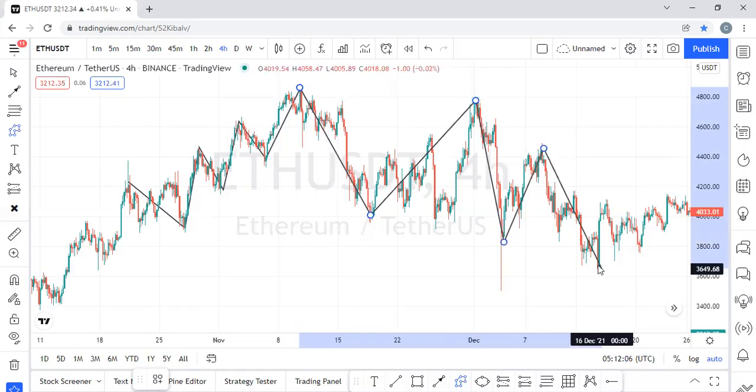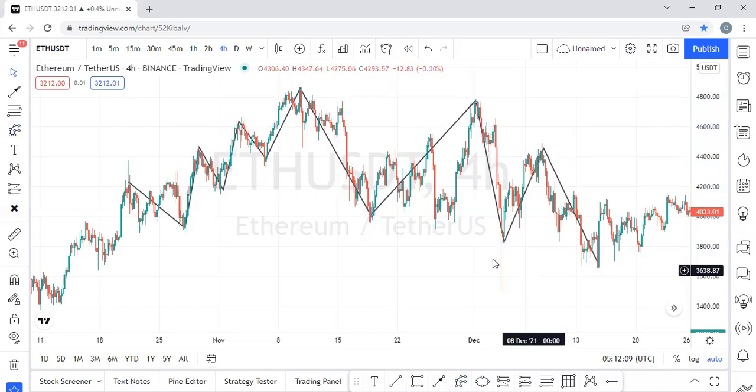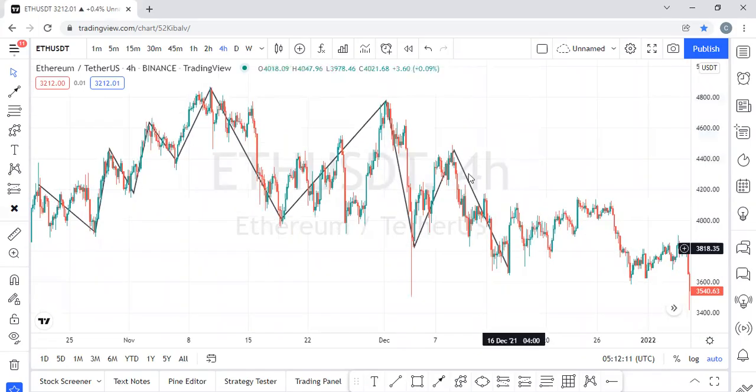Are you seeing how it has shifted structure? Can you see how these things happen? Since then, every side has been going down. So that is it. Very simple break of structure.